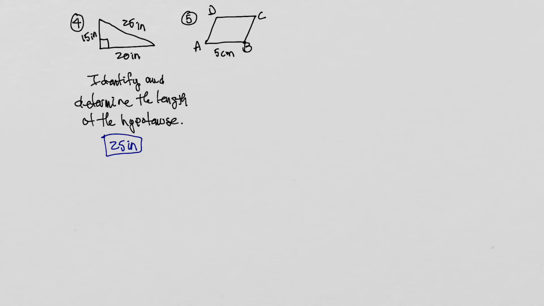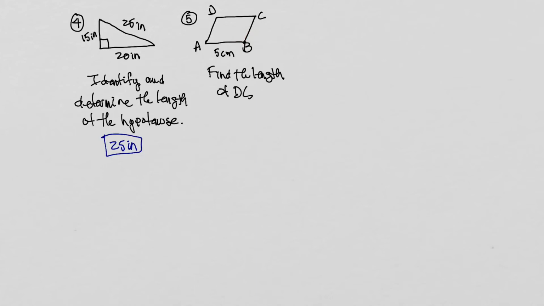opposite sides have equal measure. They're the same length. So this side and this side have the same length, as do this side and this side. Not only that, but opposite angles have the same measure. So angle A, measure of that angle is the same as measure of angle C, and the measure of angle D is the same as measure of angle B.